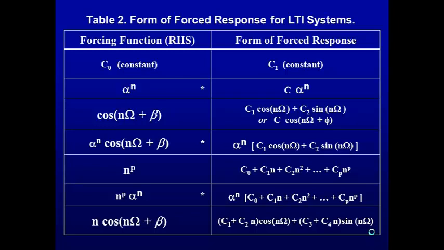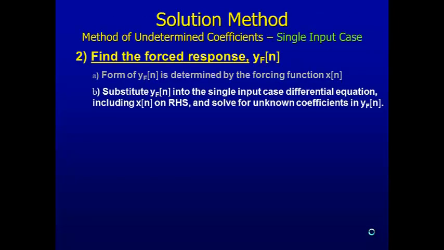It's 2, right? So according to my table, the forced response must be a constant. I don't know what constant, but a constant. Okay, so we just look that up. How do we find that constant? Substitute the forced response into the single input case difference equation that includes just x of n on the side, and solve for the unknown coefficients.